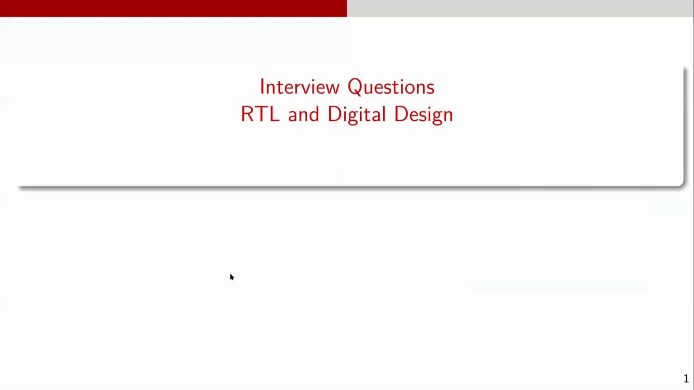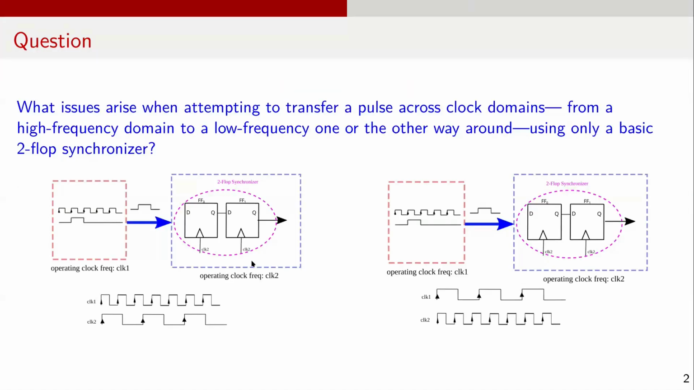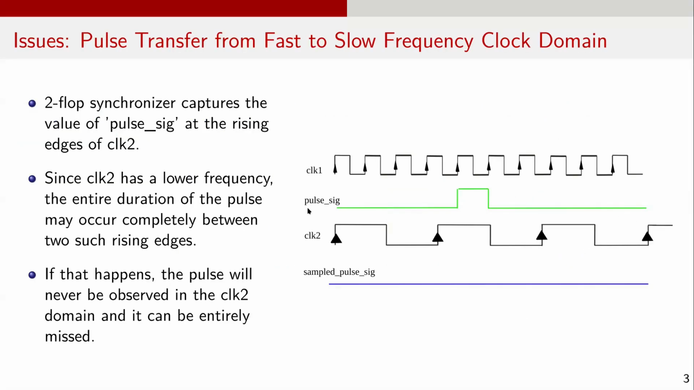Hello everyone. In this video, I'll discuss the issues that arise when we try to transfer a pulse across clock domains, whether from a high frequency clock domain to a low frequency clock domain or the other way around, using only a basic 2-flop synchronizer. Let's begin with the high to low frequency clock domain transfer.